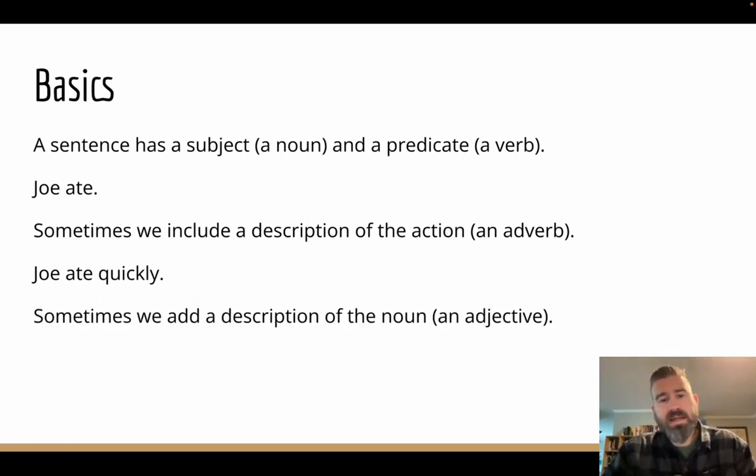But we can also add a description of the noun, and that is called an adjective, right? So "skinny Joe ate quickly." Adjectives are just things that describe. So colors are adjectives, right? Red, blue, green, things like that. Tall, short, skinny, fat, whatever it is. And it depends, right? The thing that you should be asking yourself if you use an adverb or an adjective, especially in a business setting, is whether or not it's absolutely important.